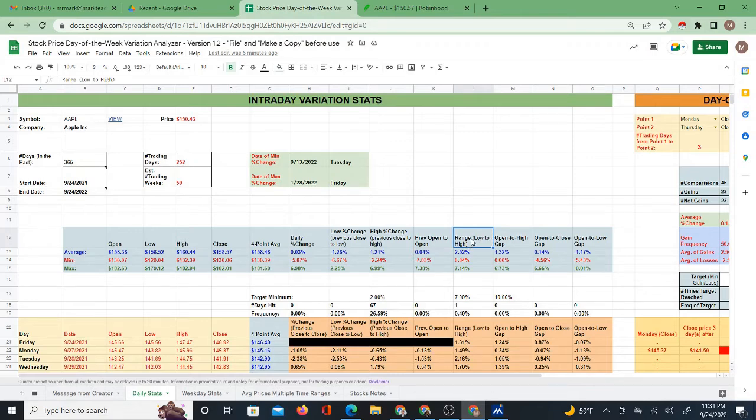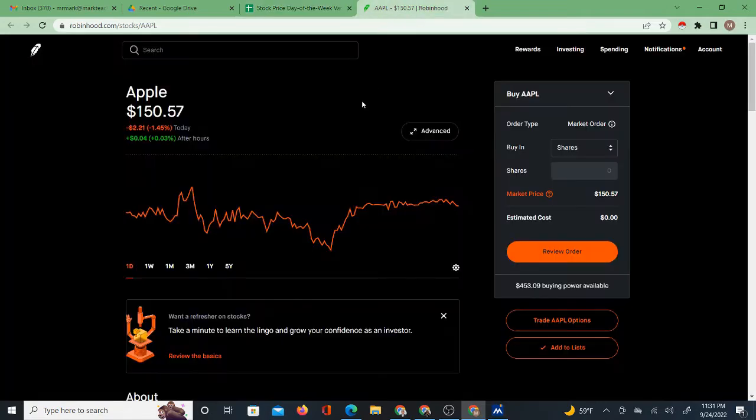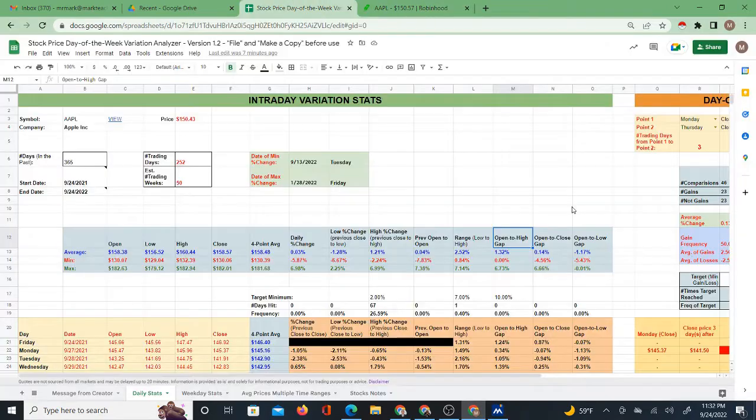And then I have the range, which is the low to high. So this is giving me the actual gap between the lowest price of the day and the highest price of the day. So there's also the open to high gap, the difference between the open price of the day and the high price. There's the open to close gap, the difference between the open and the close price. And there's the open to low, which is the difference between the open price and the low price, which is usually negative because normally it goes down from the open to the low unless the open is the low. But basically, that's what these different things are.